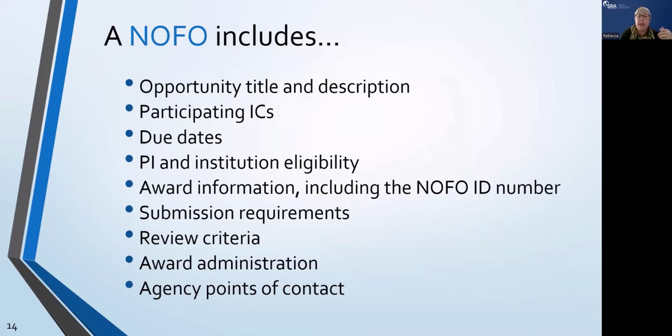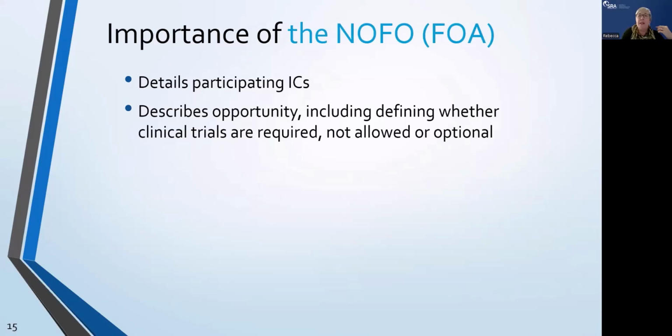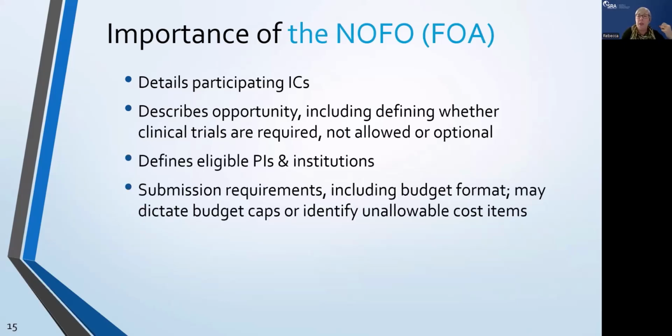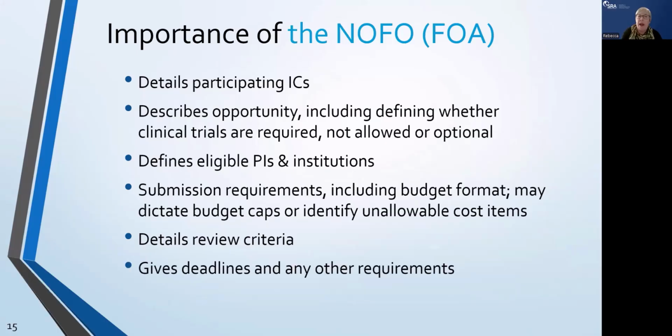There will be award information, including a NOFO ID number. There are submission requirements, and I'm going through these and not advancing. Sorry, I apologize. The review criteria and the submission requirements, what budget items should be included, how an application is going to be reviewed so that you can know how the application should be constructed. Any deadlines or other requirements are again in there. And then there are IC points of contact.